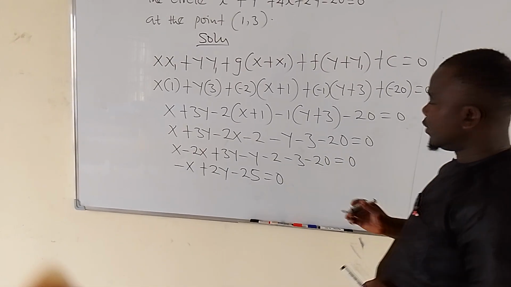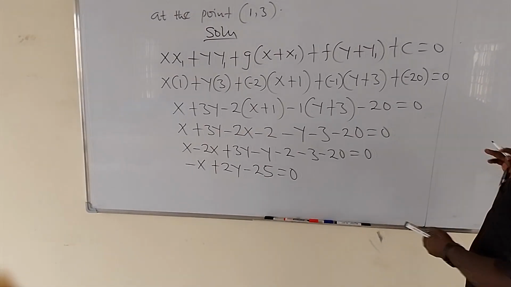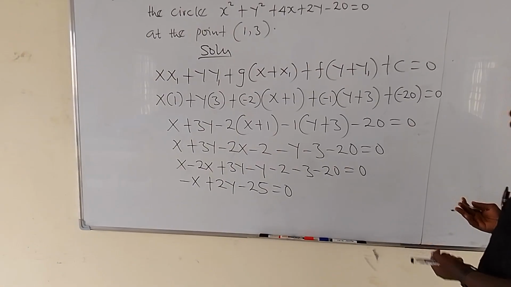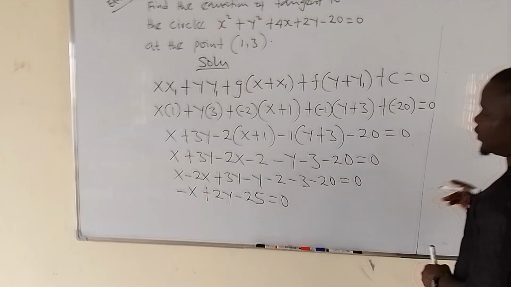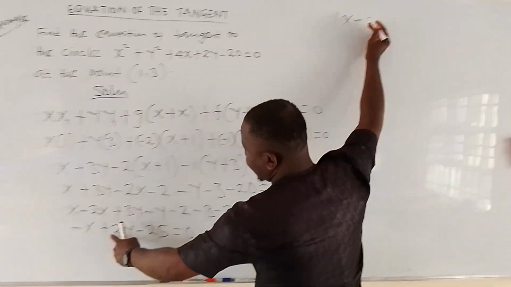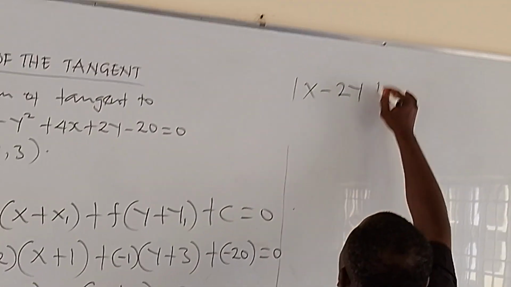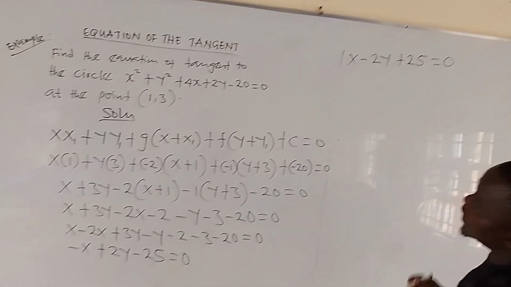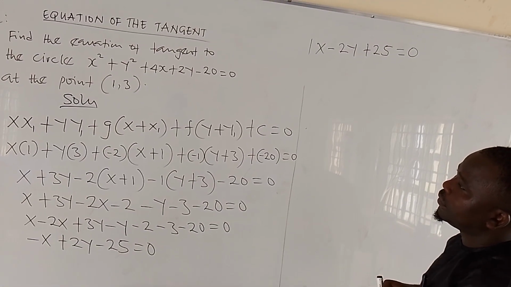At this point, what we need to do is use the minus to multiply through. Although one can leave it here, you are correct, if we use the minus to multiply through, this is what we are going to have: x minus 2y plus 25 equals 0, because minus times plus gives minus 2y and minus times minus gives plus 25. So this is the required equation of the tangent. This is how to solve this kind of problem.